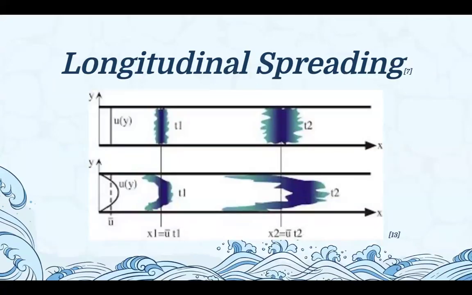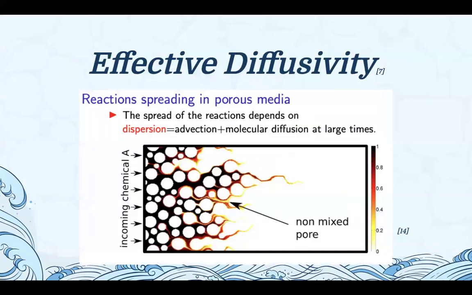All right. Lastly, we're going to talk about the implications for the pollutants, starting with longitudinal spreading. So the combined effect of the differential advection and transverse diffusion results in the longitudinal spreading of the pollutant. This means that the pollutant spreads more rapidly along the direction of the flow than it would by molecular diffusion alone.